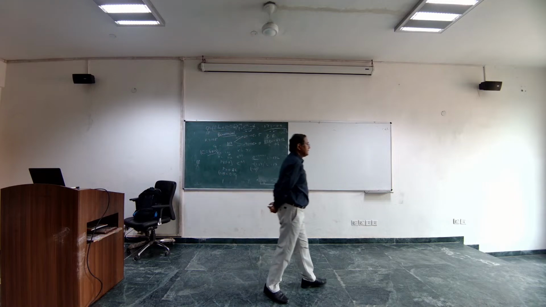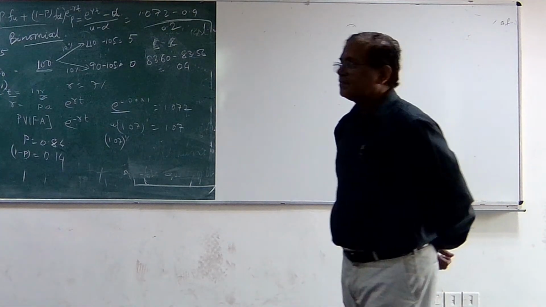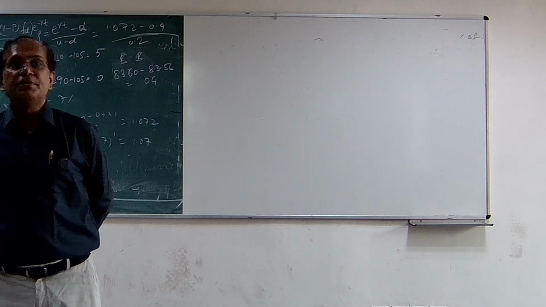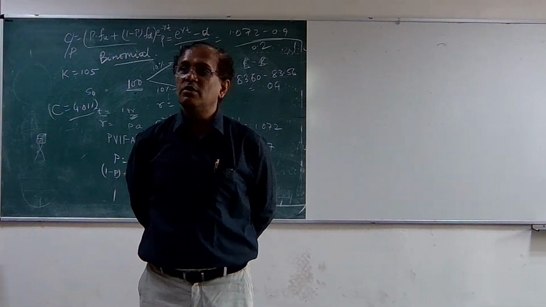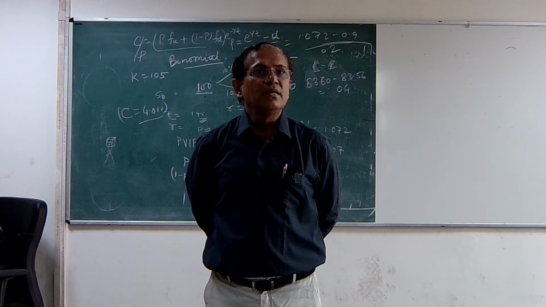All conditions remain the same. The spot price is 100, the strike price is 105, the risk-free rate is 7%, and there is a 10% upward movement possibility and a 10% downward movement possibility. 1 year is the period.